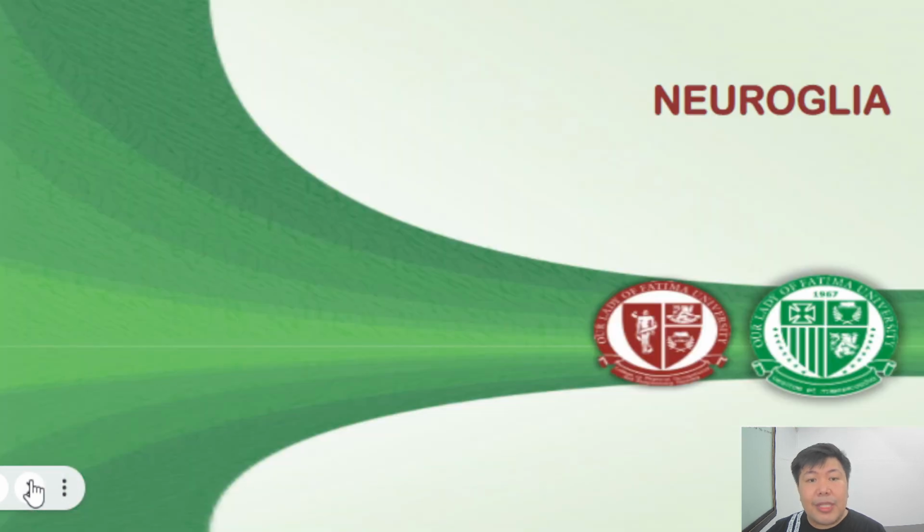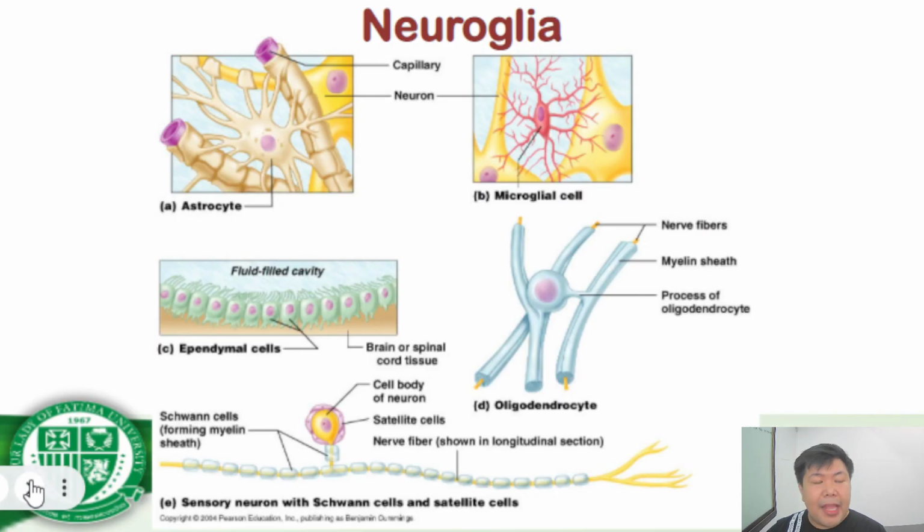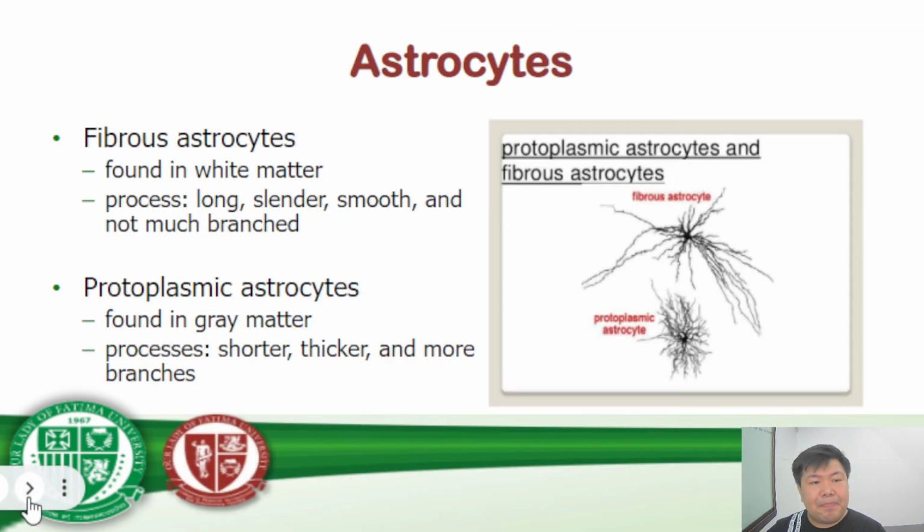So now let's go to the second group of cells found in the nervous system, and these are your neuroglia. There are 4 major neuroglial cells, and these are your astrocytes. No, ito siya, para siyang star, no? Ang dami ng extensions, astrocytes. You have your microglial cell, you have your ependymal cell, and your oligodendrocytes. Ayan. Alright, so let's talk about them one by one.